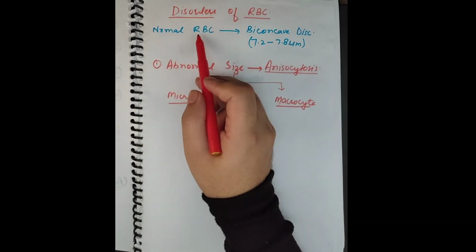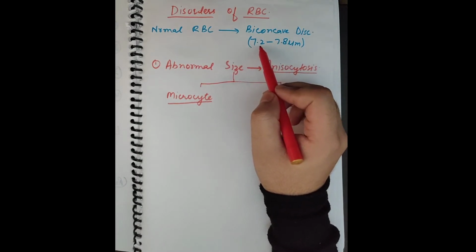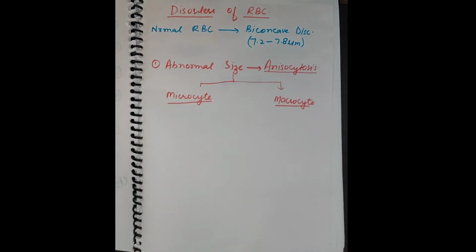We have discussed in the previous section that normal RBCs are biconcave in shape and their size is 7.2 to 7.8 micrometer. The shape is very significant. If the shape of the RBC changes, it will cause hemolysis, and size is also important for the RBCs. Today we are going to discuss some of the disorders.